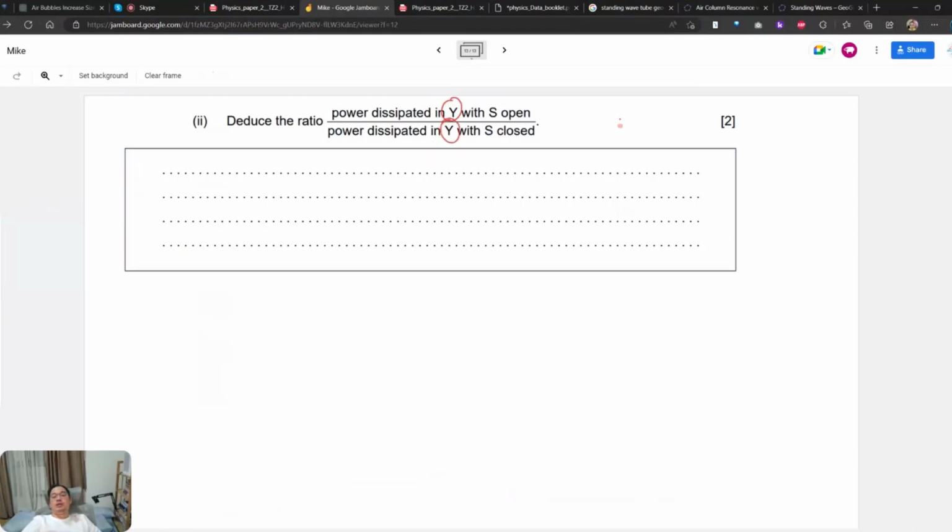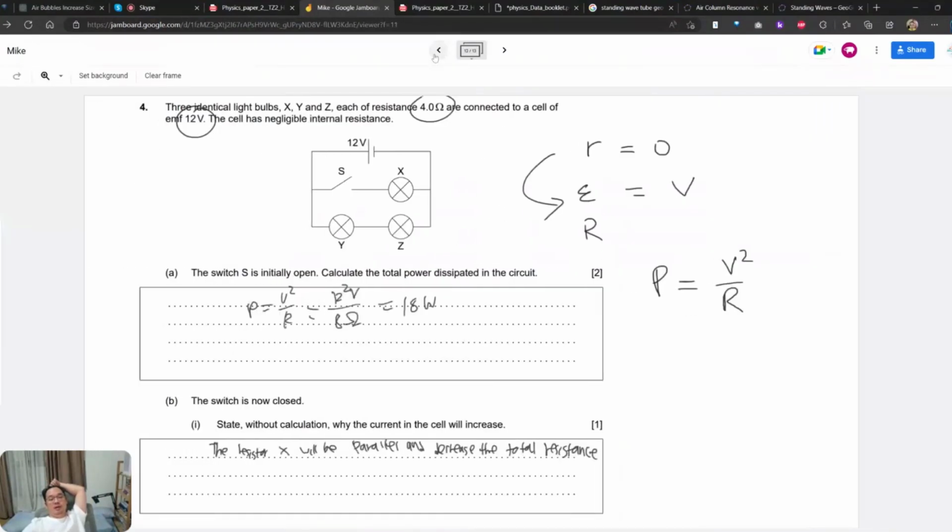Okay. And we can use the formula V squared over R to calculate the power, or I squared times R. To save time, I explain it. In Y, because when the switch is closed, they are parallel, the voltage applied to Y here will be 6 volt. The voltage applied to Z is also 6 volt because they are identical light bulbs. Okay, 6 volt and 6 volt, so the sum 6 plus 6 is 12 volt.